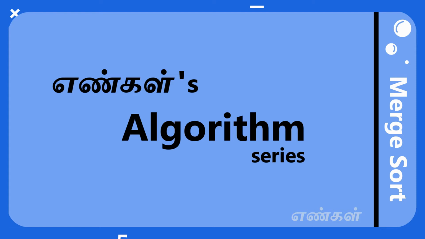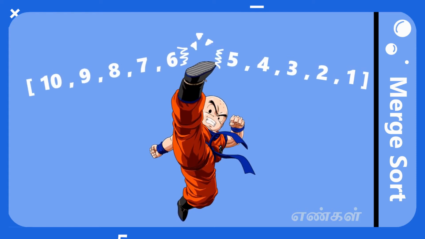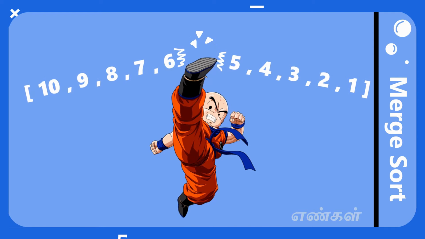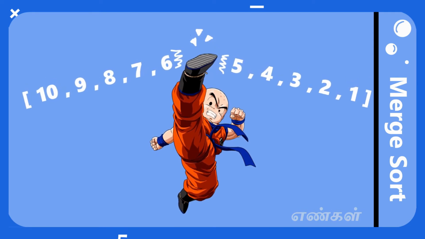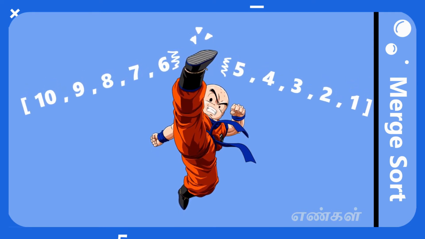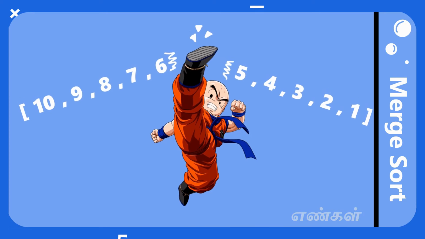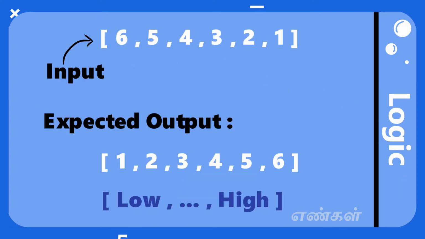In today's video, we'll learn about merge sort. The merge sort algorithm follows a divide and conquer strategy. Let's dig deep to find out how exactly this merge sort works. For the sake of this demonstration, we will be working with this following input list. We'll employ merge sort to sort the input list in ascending order.